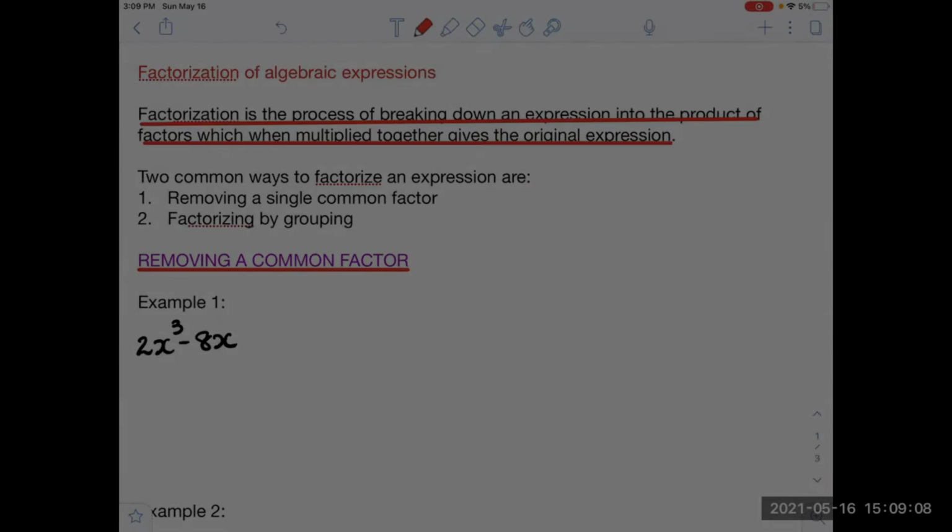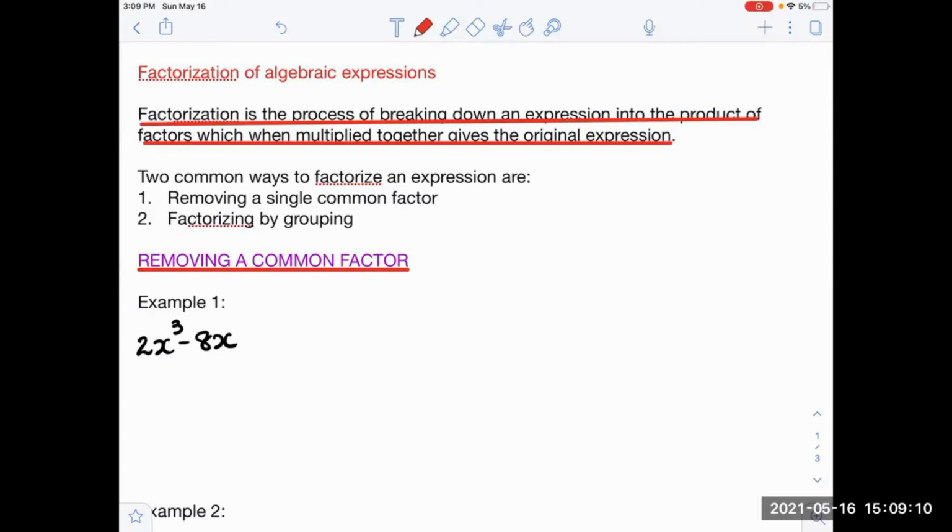In mathematics, we are often asked to factorize algebraic expressions. What is factorization? Factorization is a process of breaking down an expression into the product of factors, which when multiplied together gives the original expression. Two common ways to factorize an expression are removing a single common factor and factorizing by grouping.